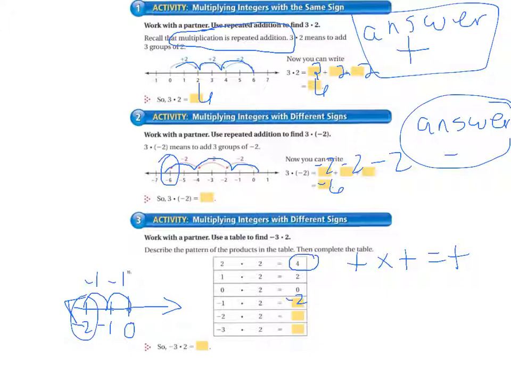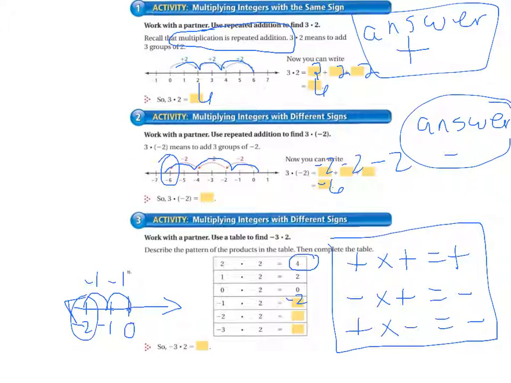So all you're doing is multiplying the numbers as normal, and then if the 2 numbers have different signs, your answer is negative. If they have the same sign, then your answer is positive. So a positive times a negative, or a negative times a positive, is going to give you a negative answer. So we'll write that both ways. It's a good idea to write that in your notebook so you have it.